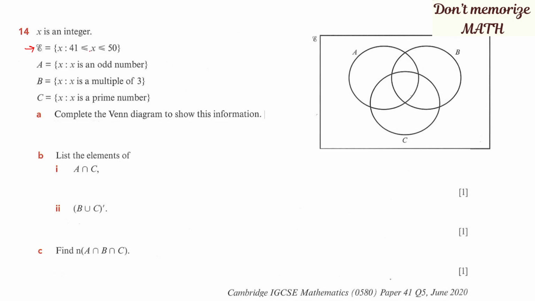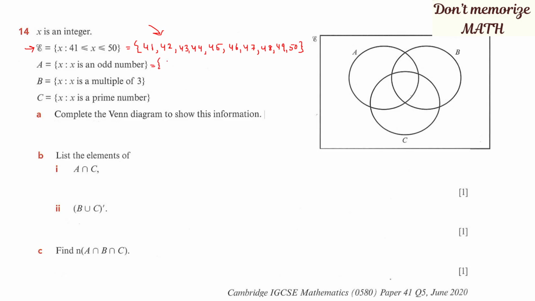The universal set is 41 less than or equal to x less than or equal to 50. That is, this contains 41, 42, 43, 44, 45, 46, 47, 48, 49, 50. Okay, so this is the universal set. That means we are discussing only these members, nothing else. Then set A is equal to the set of all x such that x is an odd number. So which are the odd numbers from here? Because the universal set is this set, you can choose the numbers only from the universal set.